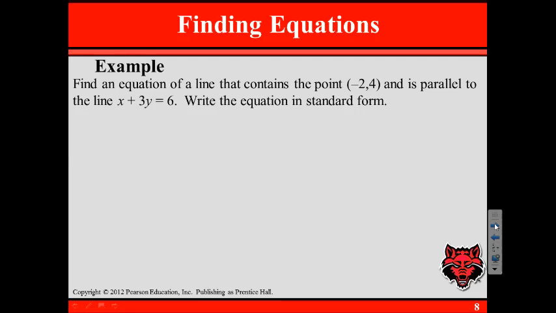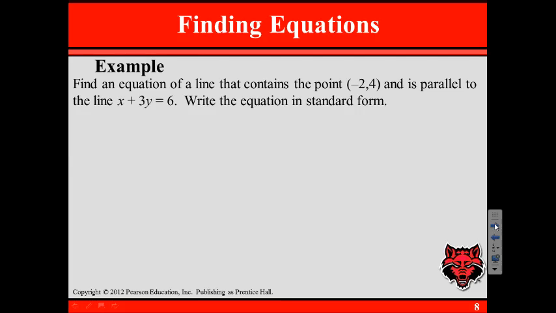So here we are given similar instructions, but with different information. Find an equation of a line that contains the point (-2, 4), and is parallel to the line x plus 3y equals 6. Write the equation in standard form.